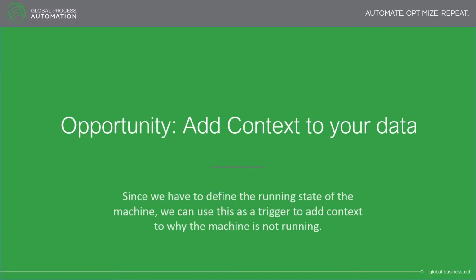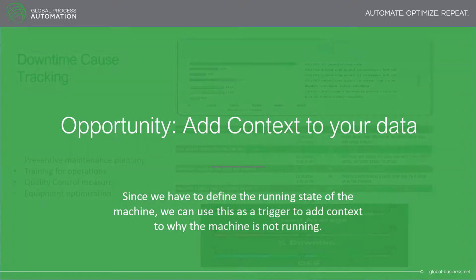As I said at the beginning of this webinar, the topic is automated OEE and downtime tracking. Although OEE and downtime tracking are two different disciplines, there is some overlap and we can take advantage of that opportunity. Since we have already defined what our running state of our equipment is, we can use this as a trigger so that we can add context to why the machine is not running.